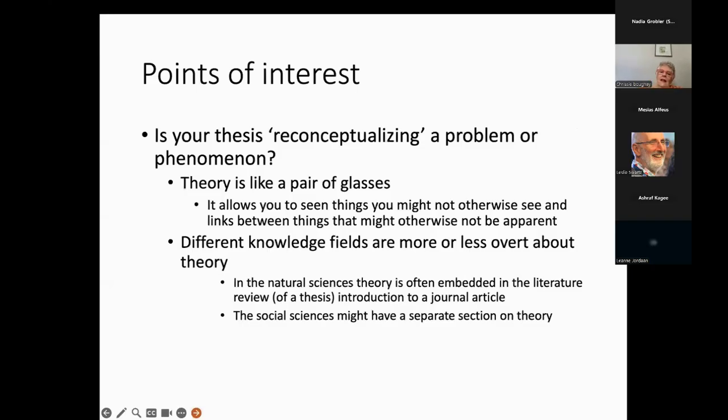The first thing you could think about is whether your thesis is reconceptualizing a problem or a phenomenon. Generally, when you're doing a piece of research, you identify a problem or a particular phenomenon that you want to research. Are there other ways to think about that problem or that phenomenon? And is there something in your PhD that does that?